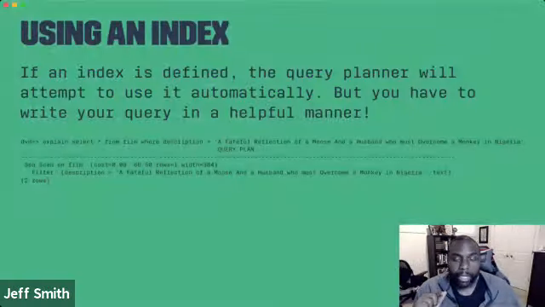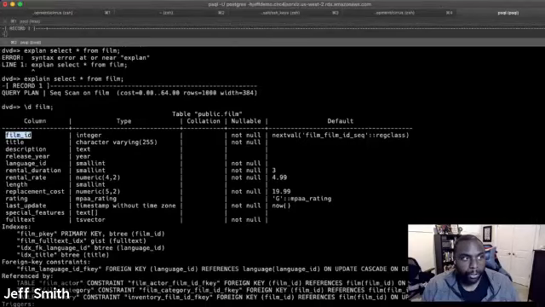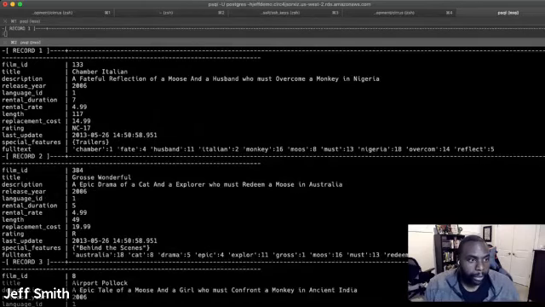Let's do this. Actually, we'll go back to terminal. Can I move this without messing you guys up? Yeah. Select star from film where description equals, oh boy, let's not do that. Select star from film. Okay, we'll take this guy. All right.